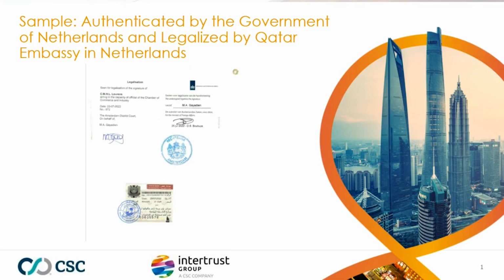Here is what authentication and legalization looks like. Authentication and legalization is a two-step process. If either the country where the document is from or the country where the document is going are not party to the Hague Apostille Convention, then the country where the document is from can no longer singularly approve the document for use in the other country. The document will have to be approved by both governments. What you see in this example is a notarized document from the Netherlands that has been authenticated by the Netherlands government and then legalized by the Qatar Embassy in the Netherlands.